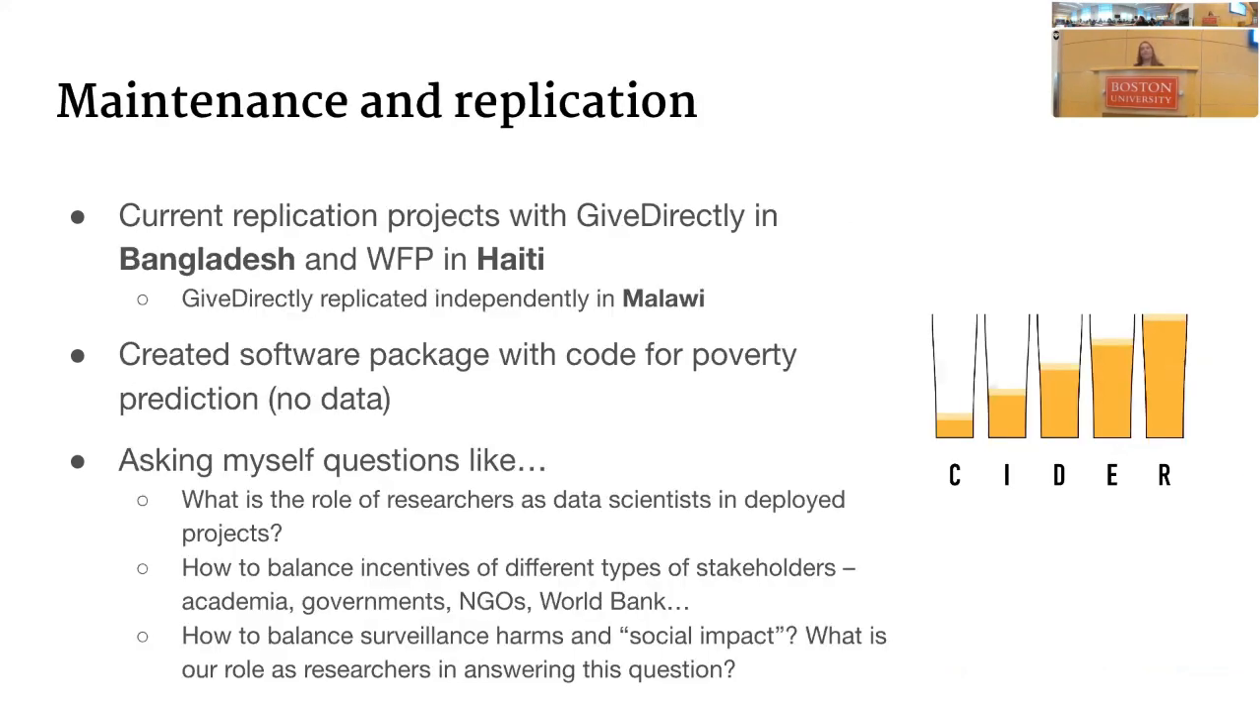Finally, just to comment briefly on maintenance and replication. You've heard from Lily one example of what maintenance can look like in these types of systems and what larger deployment can look like. In our case, since the work in Togo, we're currently replicating similar targeting approaches in programs in Bangladesh and Haiti. GiveDirectly, an NGO that specializes in cash transfers, became super interested in these approaches, and that's made it somewhat easier to hand off the targeting systems to one NGO that's particularly invested in them.